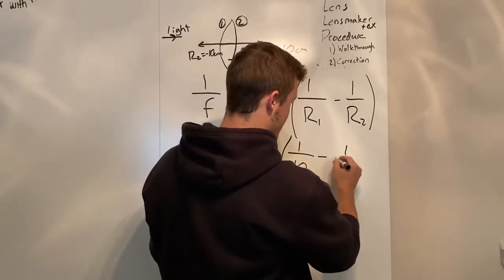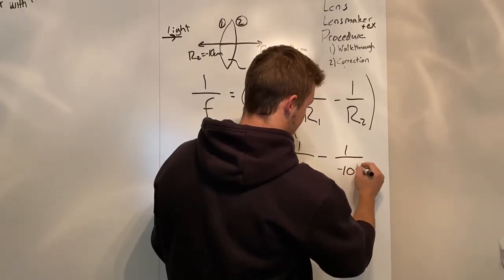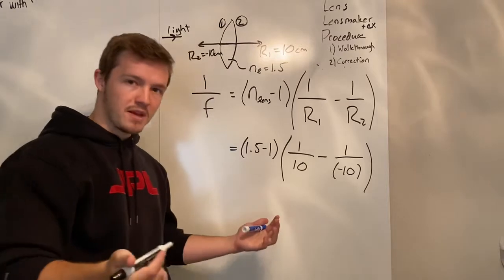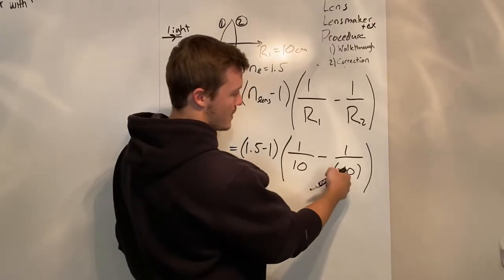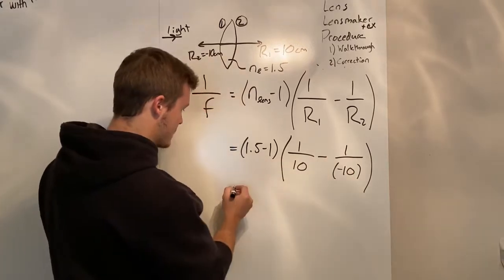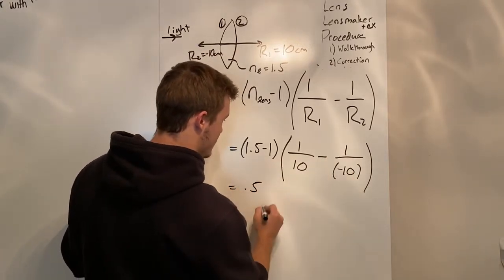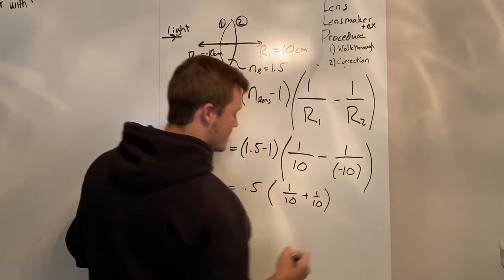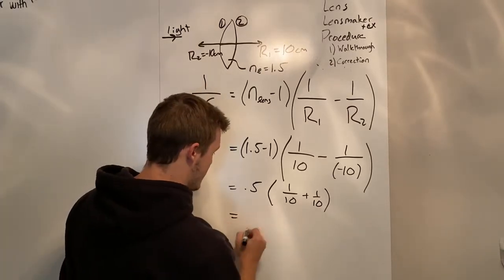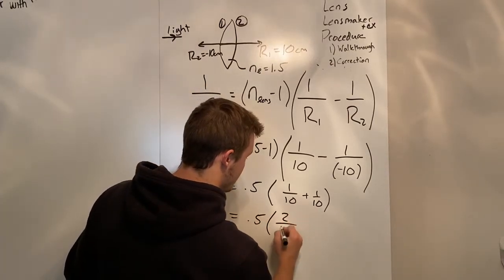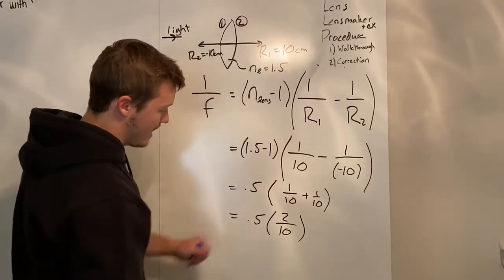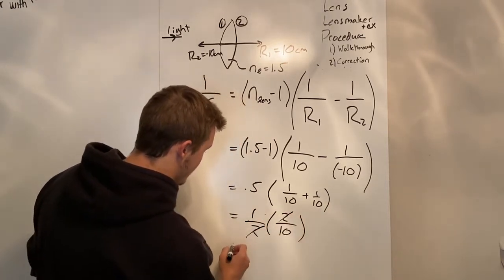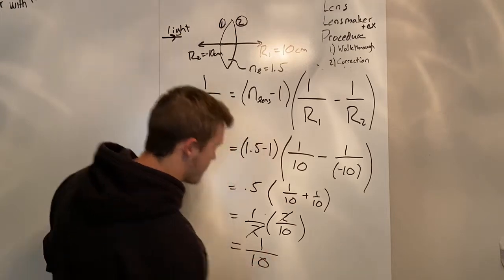which is negative, so I'm going to do this: 1 over negative 10. I'll just put that in parentheses to make it clearer. Okay, so now, just messing around with my signs, this is just algebra at this point. I'm going to bring this negative sign out and make this whole term a plus. So now I get 0.5 times 1/10 plus 1/10. Now, this math should be easy from here on out. So we get 0.5 times 2/10. And now remember 0.5 is actually the same as 1/2, just so I can do this in my head. 1/2, cancel my halves. And I find out that 1 over the focal length is 1 over 10.